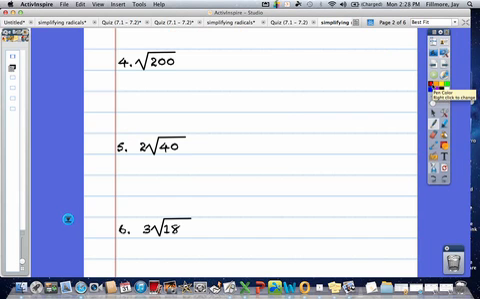So 200 I can split up. I have a lot of choices. I have 25 and 8, just like how 8 quarters make up $2. I have 4 50s, I have 2 100s. I think I'll choose 2 100s.